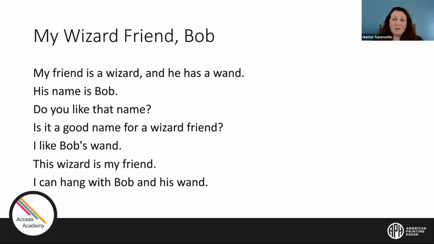My friend is a wizard and he has a wand. His name is Bob. Do you like that name? Is it a good name for a wizard friend? I like Bob's wand. This wizard is my friend. I can hang with Bob and his wand.